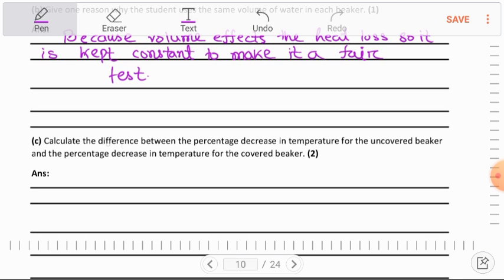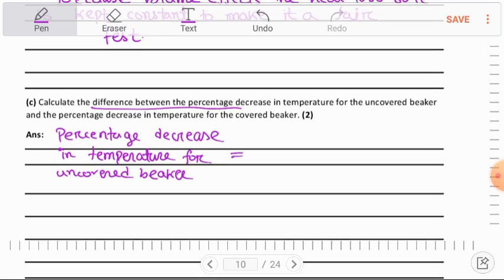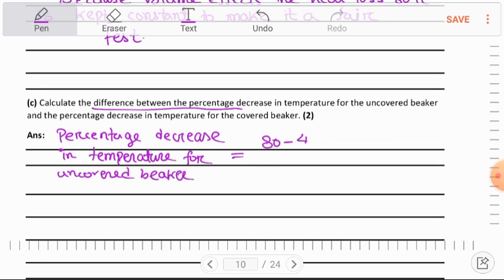Moving to question C, calculate the percentage difference between the percentage decrease in temperature for the covered beaker and the uncovered beaker. Let us first find the percentage decrease in temperature for the uncovered beaker. That would be 80 minus 40 over 80, the initial temperature, times 100%, and if you calculate it you get a value of 50%.